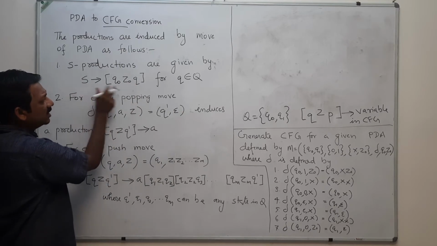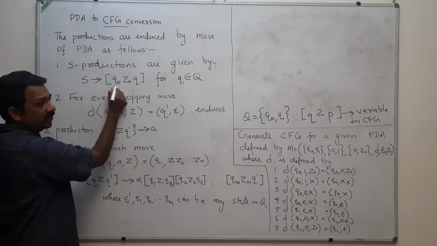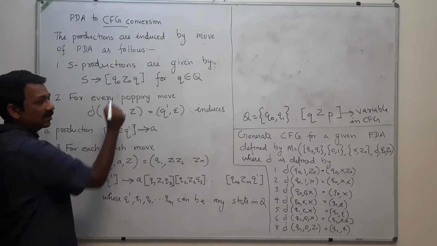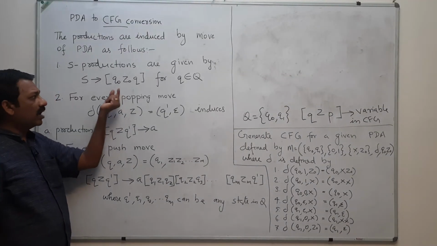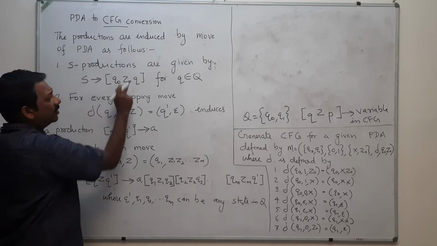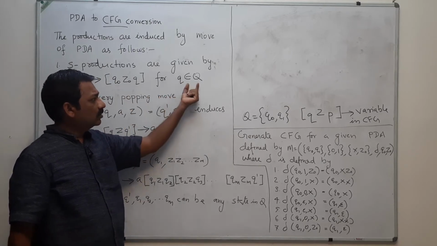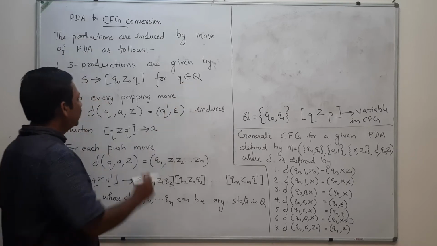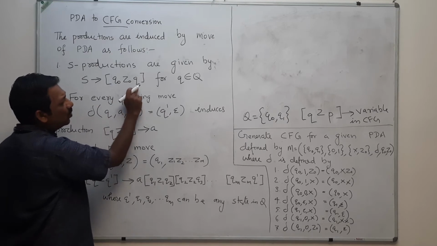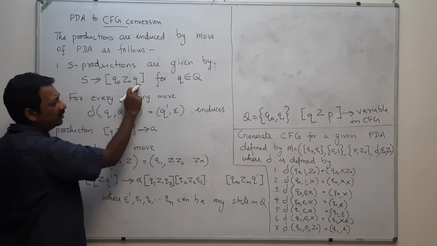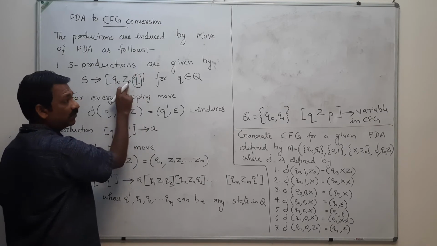Now this also is a variable. What is this? S derives this variable for q0 and Z0. q0 is the start state and Z0 is the bottom of stack marker. If you have two elements in Q, then definitely you will have [q0, Z0, q0] and [q0, Z0, q1]. That means these are the only variables.